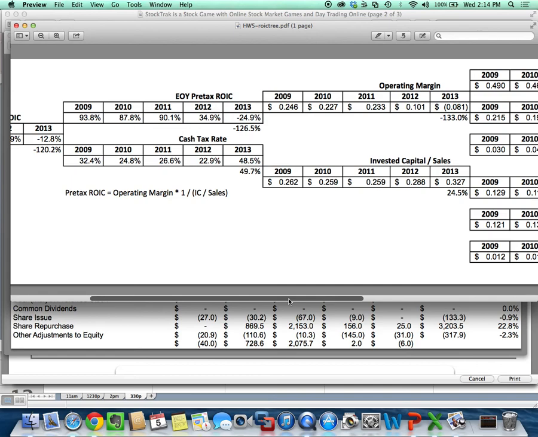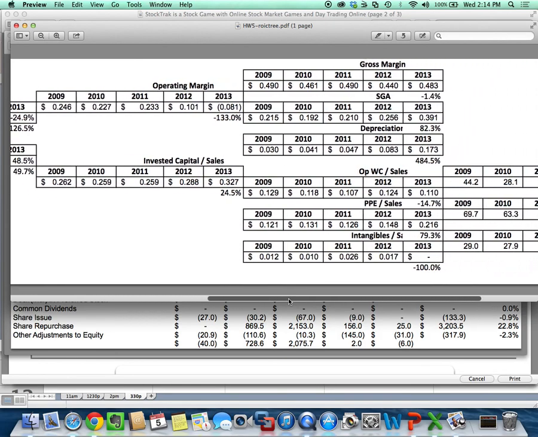Now, what's interesting is that the tax rate in 2013 of 48% actually helped them because when they lost money, it became a tax credit, okay? But nonetheless, this company's real problem is lack of profitability.